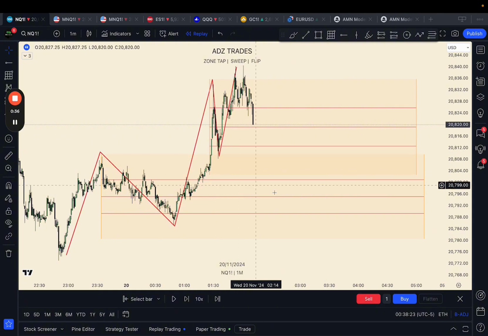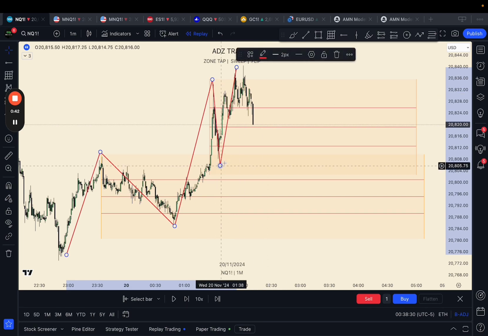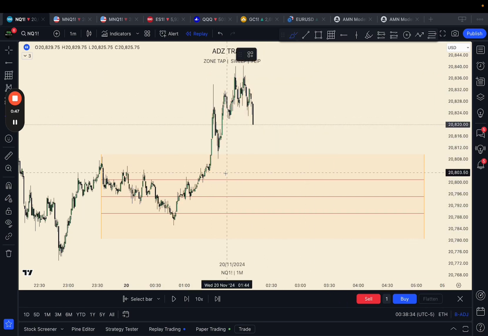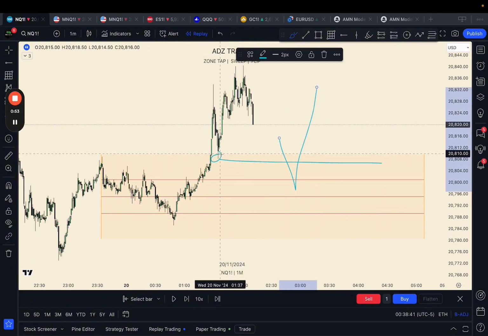If there's two zones right next to each other, which zone do I use? I use the bottom zone. This zone hasn't been mitigated, it's still unmitigated. To me, this is liquidity, so I am going to place my liquidity there, expecting price to sweep this, continue higher, and for this to be a fake change of character.